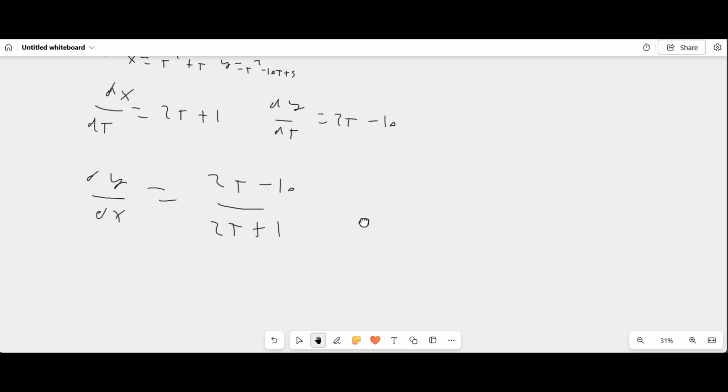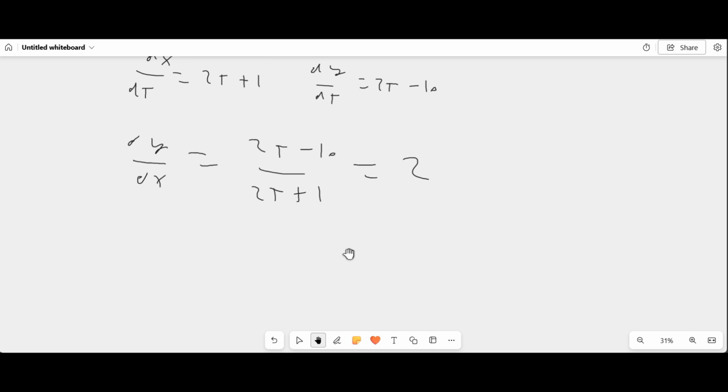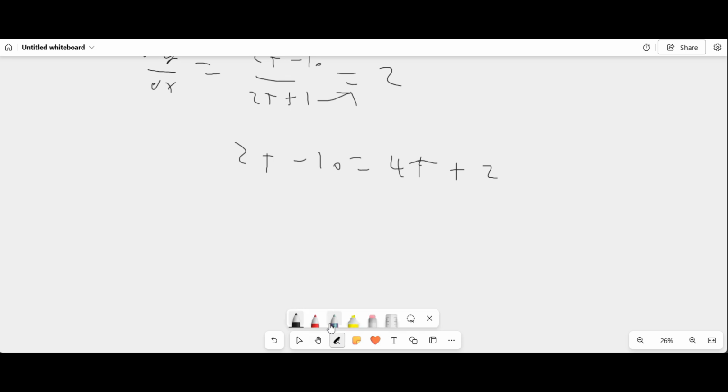It tells us that dy over dx at the point is equal to 2, because it tells us the gradient is 2. So therefore, I can times this up, so I get 2t minus 10 is equal to 4t plus 2, timesing that by 2. And I can find what t is now. Bring 4t to that side, you get negative 2t. And then bring 10 to that side, you get 12. So therefore, t is equal to negative 6.